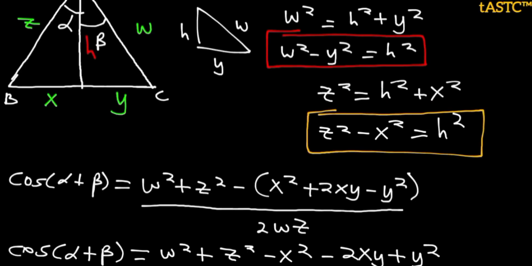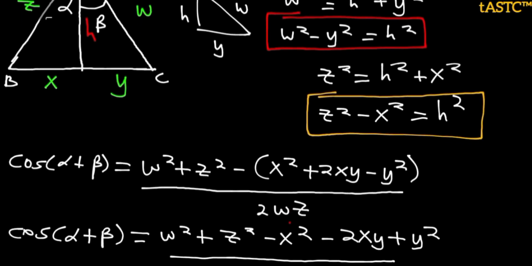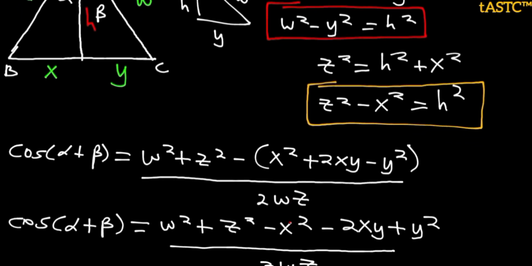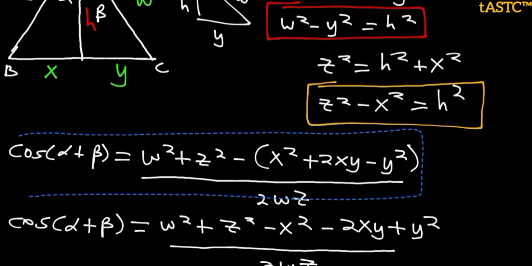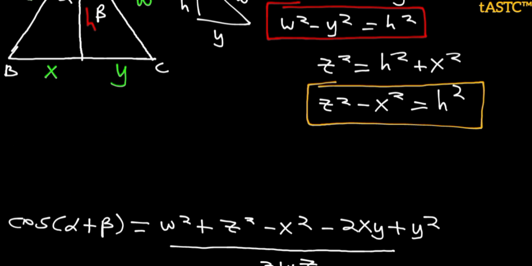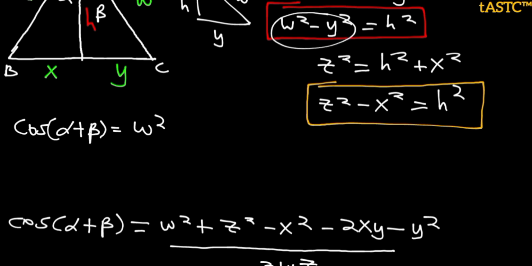Now we're going to make some work from here. Now remember, we have that. Well, I really made a mistake here. There should be a positive here. Sorry, a negative rather. This is actually negative. So if I rearrange this stuff, this is going to be cos alpha plus beta. This will be equal to w squared, and we have w squared minus y squared. So I'm just going to place that there.